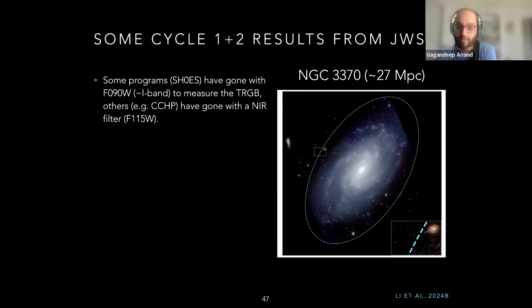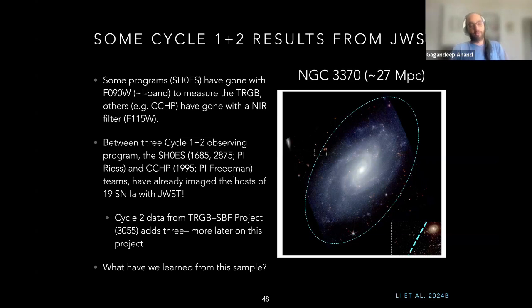and you can see the color image, but you can also see the inset. And so outside of that inset region is where these TRGB measurements are done. And in that region, there's very low crowding, but the stars are still well resolved. And it happens to be the case that between 3 observing programs from cycle 1 and cycle 2, between the SHUS and the CCHP teams, folks have already imaged the hosts of 19 supernova 1A with JWST. You can compare this to 42 supernovae that are used in the Cepheid distance scale, and we're already halfway there.